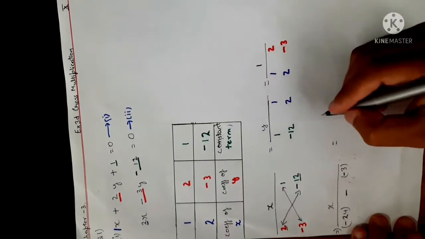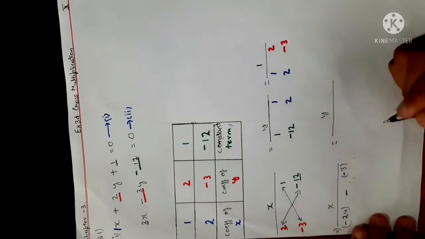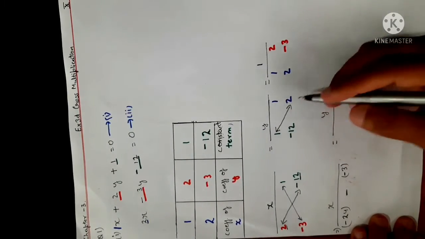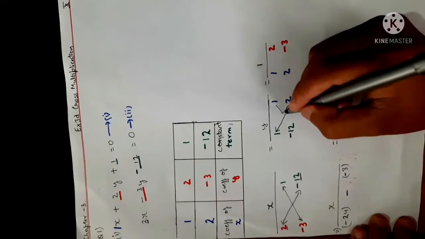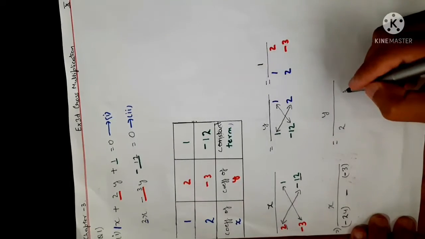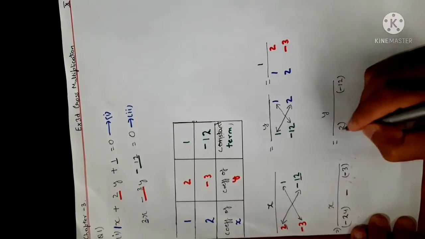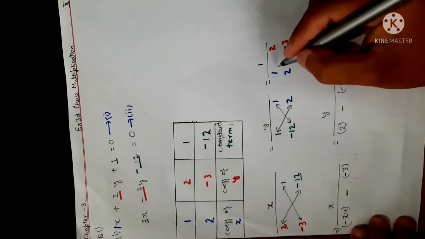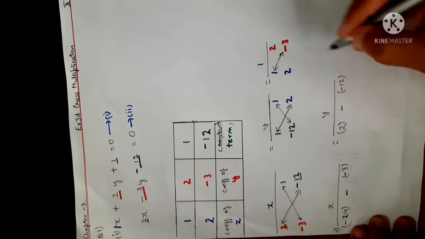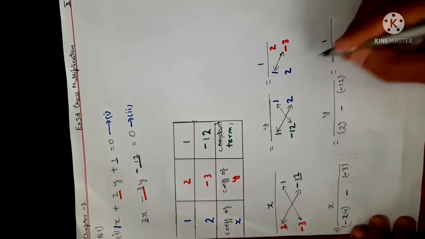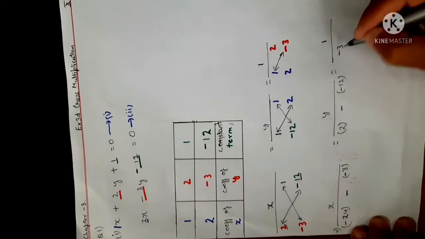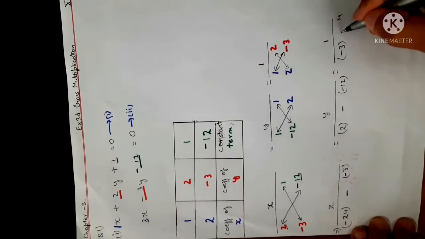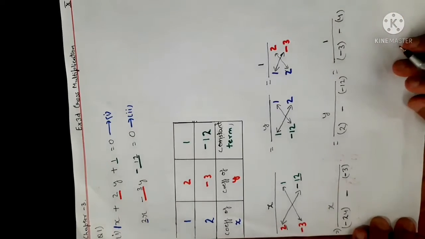Equal y divided by. Here also we have to cross multiply. 1 multiply 2 equals 2. Then 1 multiply minus 12 is minus 12. Then again we put the minus sign in the middle. Next, 1 multiply minus 3 equals minus 3. Then 2 multiply 2 equals 4. And we put the minus sign in the middle.